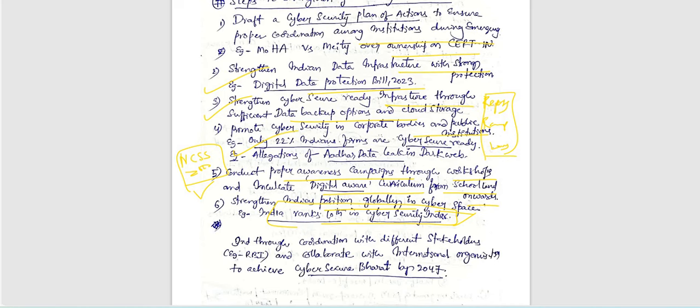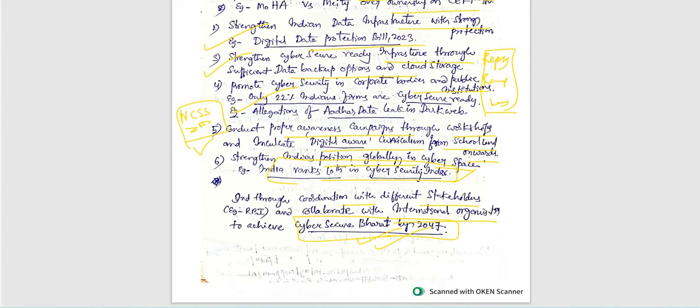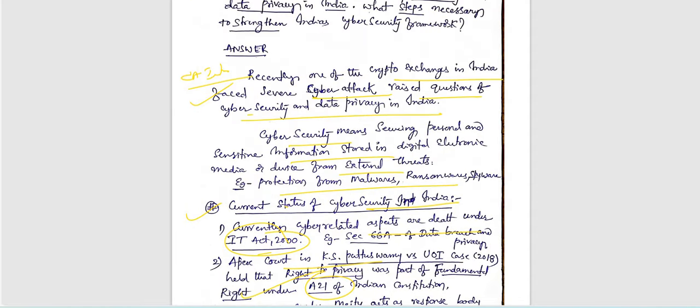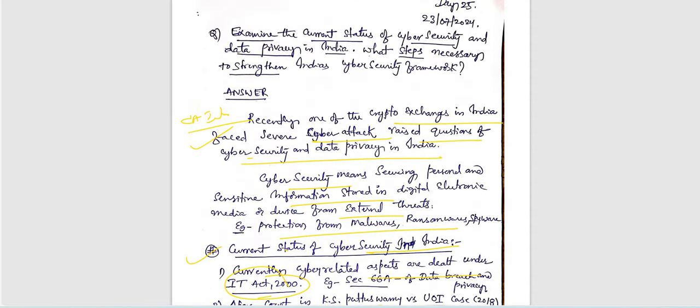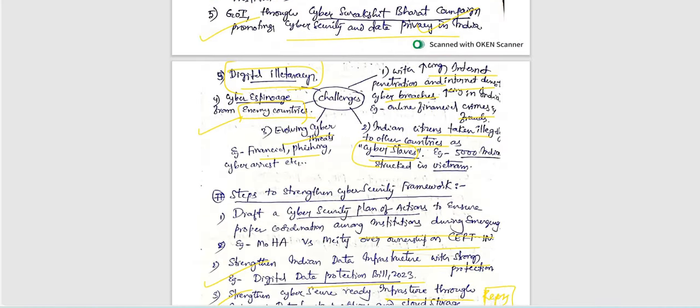Finally, India, through coordination with different stakeholders, for example RBI, and collaboration with international organizations, can achieve a cyber secure Bharat by 2047. Very good link or connection here. So finally, out of all the important facts and figures here, we can conclude. We can add a value addition point, such as the different cyber crimes as a flowchart, right? Other than that, nothing else is there. So all I have included here.